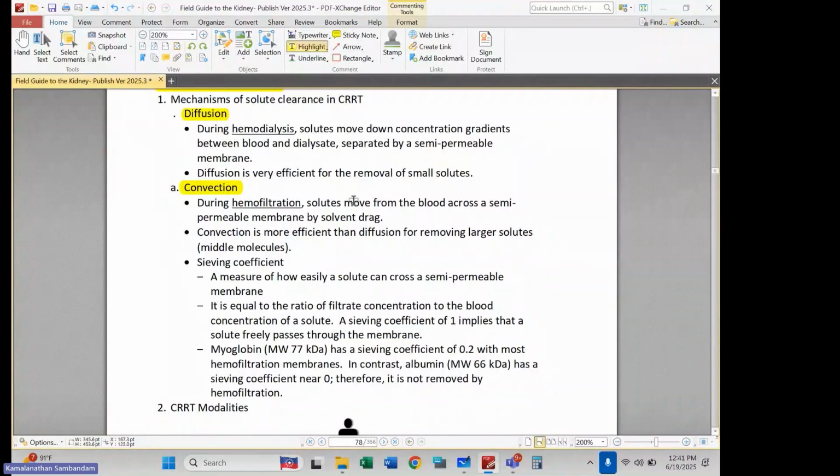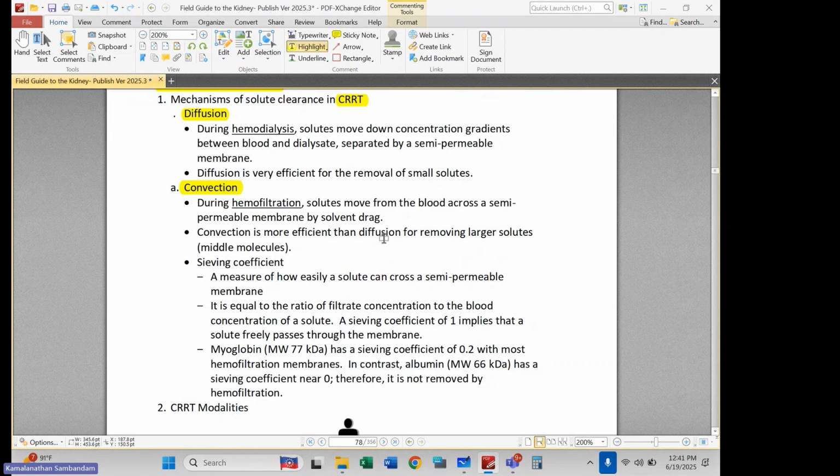Now, with CRRT, they're often similar. The amount of clearance with diffusion is similar to the amount of clearance with convection, and that's because you prescribe it that way, not because of any mysterious change in physiologic principles. It's just that you prescribe replacement fluid, instead of just achieving convective clearance through ultrafiltration that you prescribe.